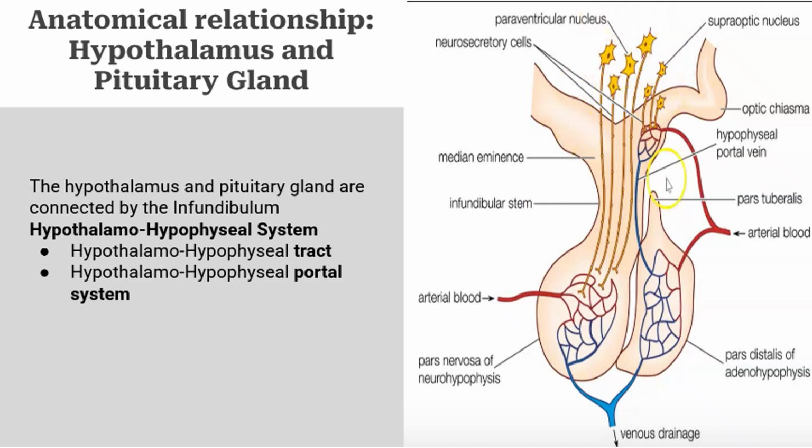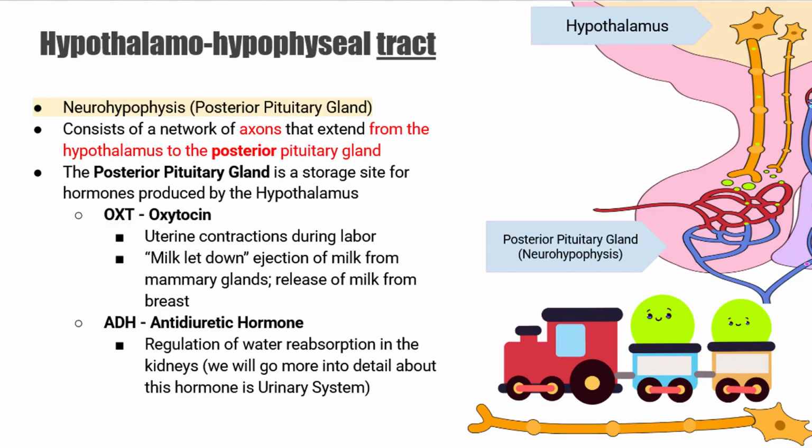The hypothalamo-hypophyseal tract is the relationship between the hypothalamus and the posterior pituitary gland. The hypothalamo-hypophyseal portal system is the relationship between the hypothalamus and anterior pituitary gland. The posterior pituitary gland is a storage site for hormones produced by the hypothalamus.